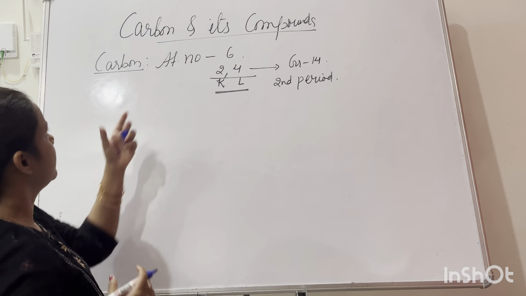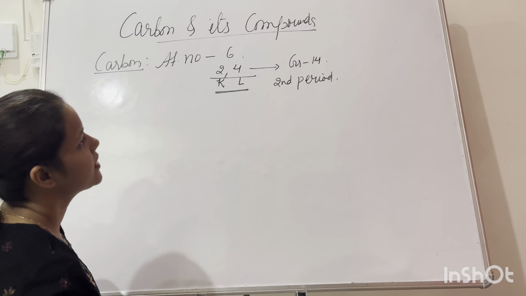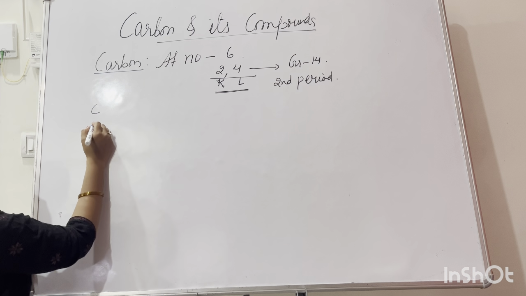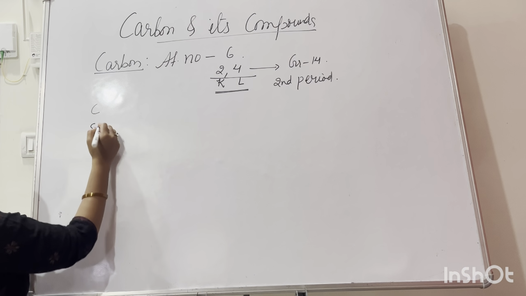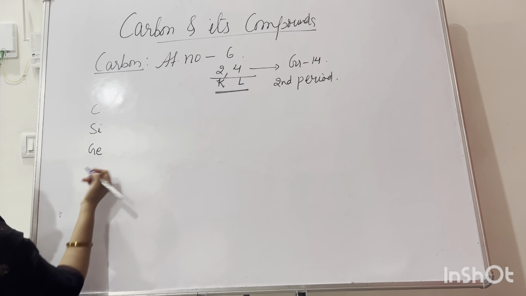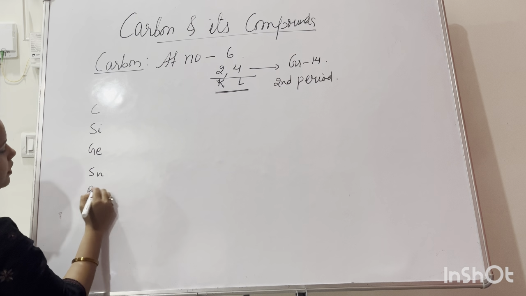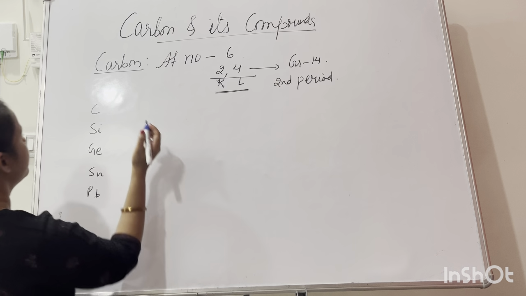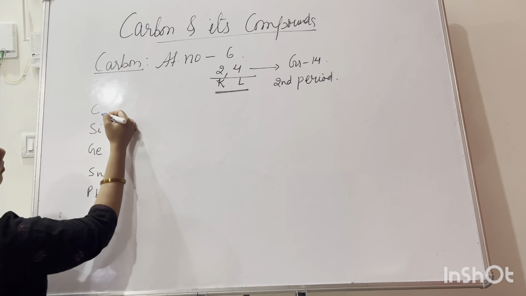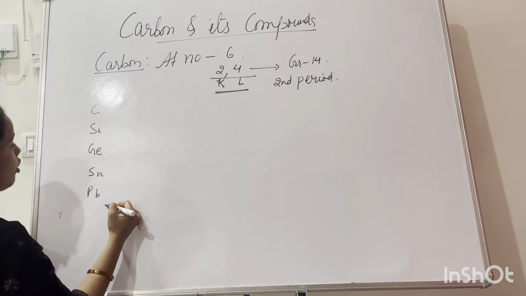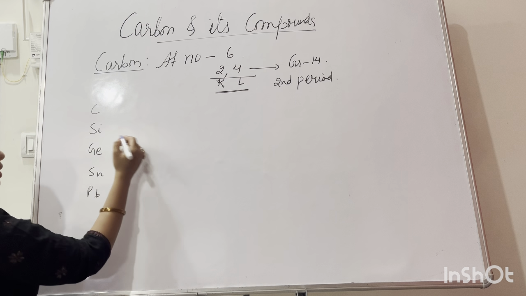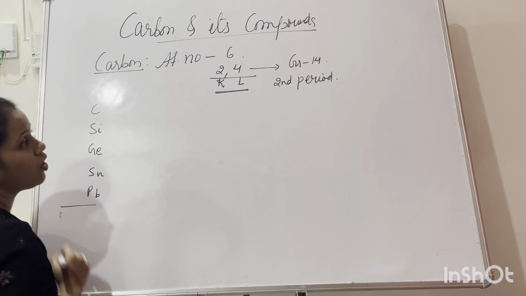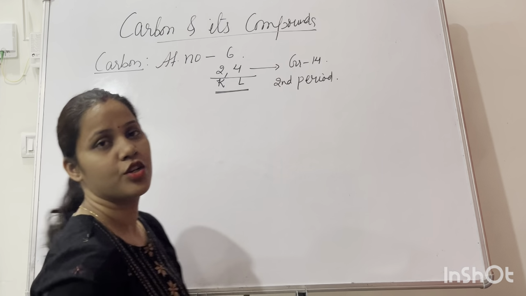There are many different elements present in group 14. For example, carbon, then we have silicon, germanium, tin and lead. If you want to learn the group members, you can remember it as chemistry sir gives Sankey problems: carbon, silicon, germanium, tin and lead. Okay. Now what makes carbon a special element?